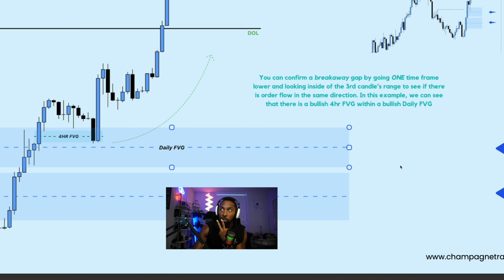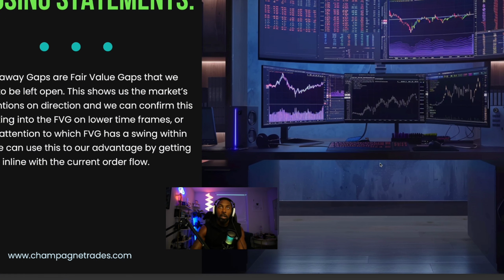It's two different forms of it. All right, so closing statements: breakaway gaps are fair value gaps that we expect to be left open. This shows us the market's true intentions on direction, and we can confirm this by looking into the fair value gap on lower time frames or paying attention to which fair value gap has a swing within them. We can use this to our advantage by getting in line with the current order flow.